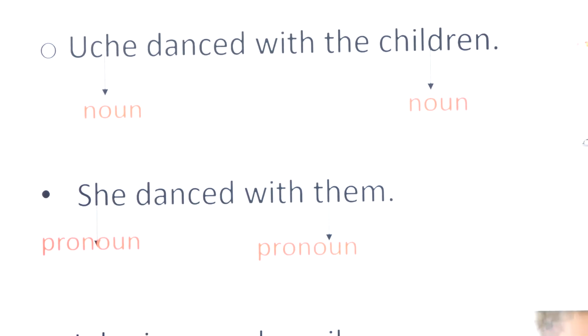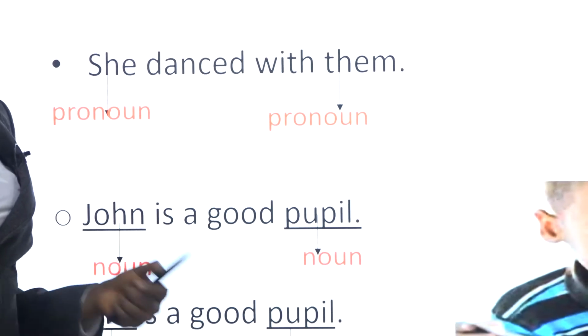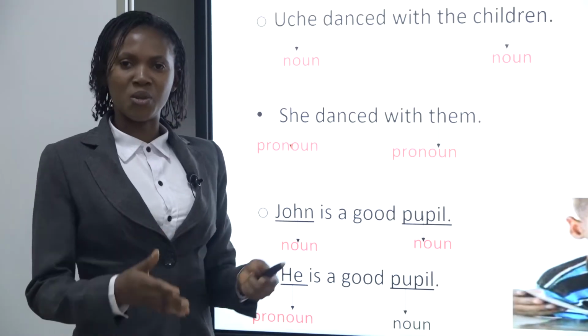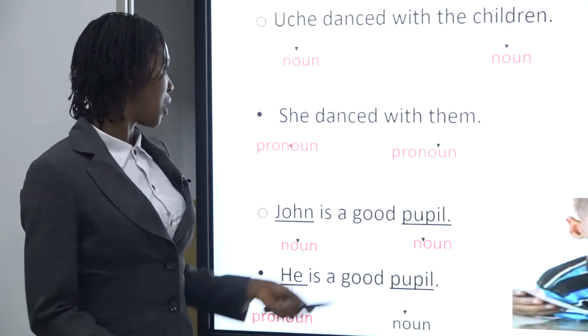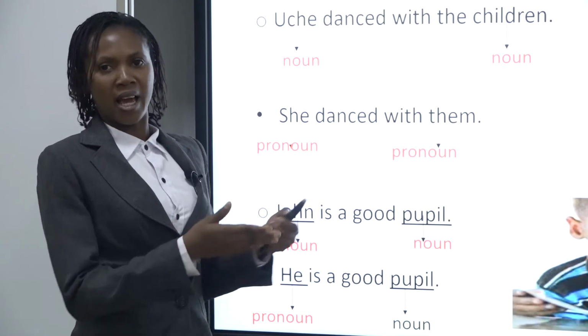Another example, John is a good pupil. John is a noun, and we're going to replace it with he. Pupil is also a noun. We remain a pupil.